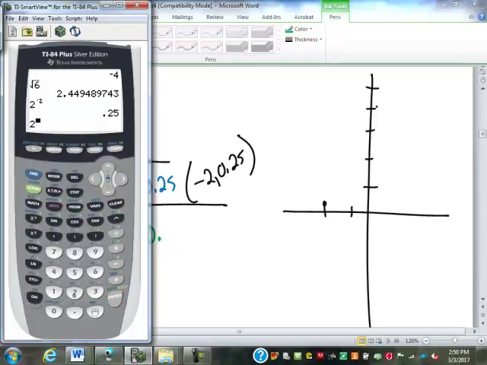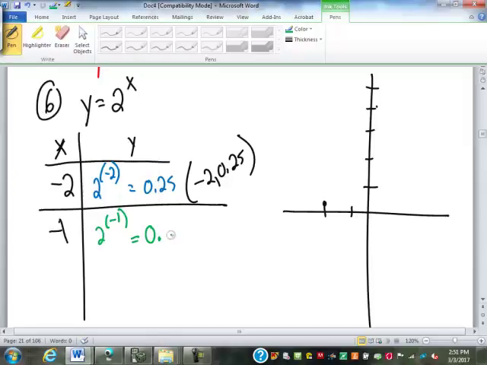Two to the power of -1, 0.5, 1/2. Very good. So we've got this ordered pair, negative 1 and 0.5. So x is negative 1, y is 0.5 is right there.